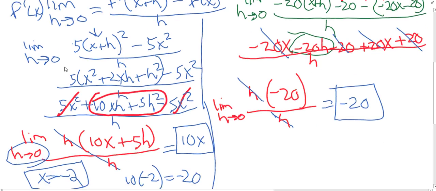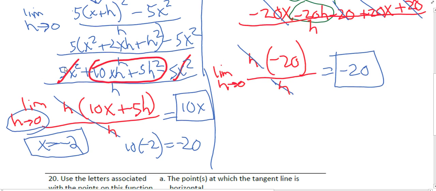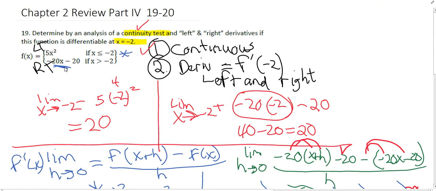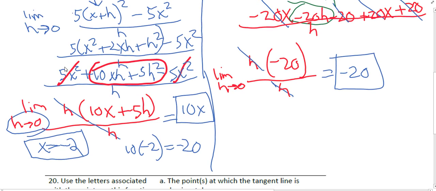So because of that, it looks like our two derivatives match up. So in fact, this is differentiable at x equals negative 2, even though one of these is a quadratic and the other one is a linear term, but at that spot they both share the same derivative. So this one is differentiable.